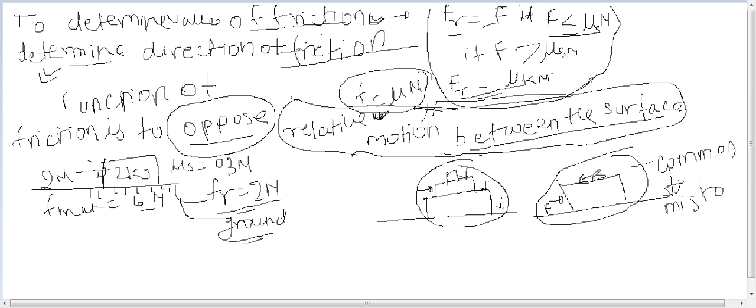If somebody asks you what should be the direction of friction on this pen, so many people make mistakes. The reason for this mistake is that they think friction opposes motion, but this is not true, this is not correct.